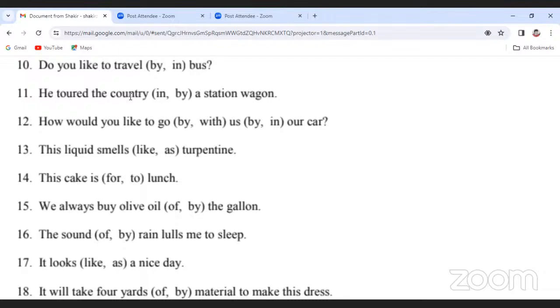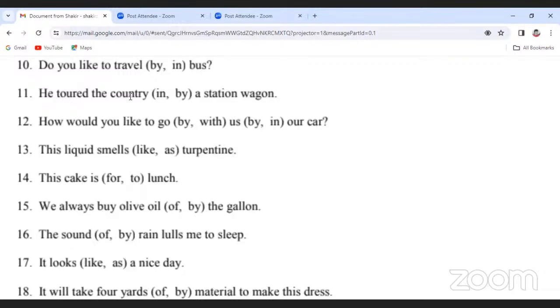This cake is dash lunch. This cake is dash for lunch. Everyone please try answering. This cake is for lunch. Yes, for is the correct answer.